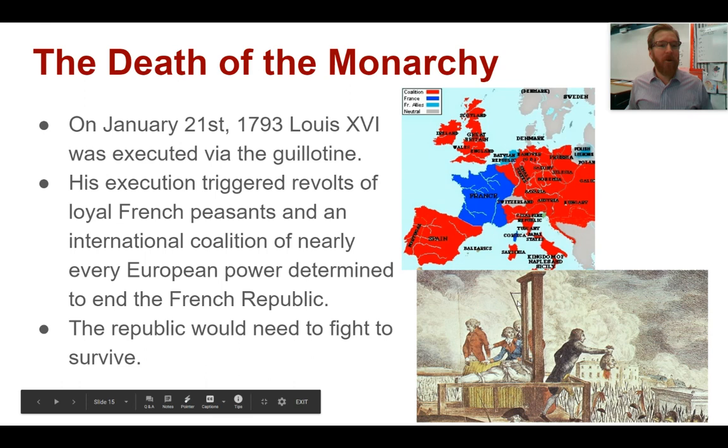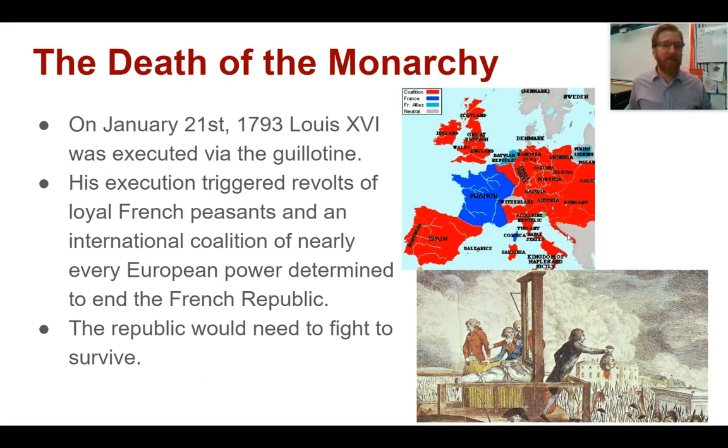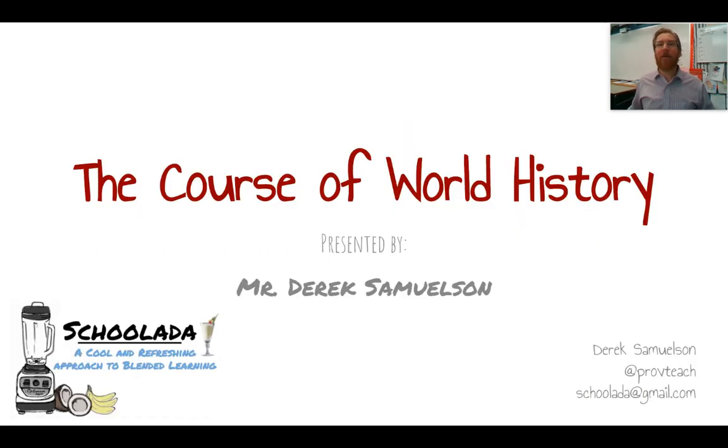And we wind up with an international coalition against this French Republic. All of these nations in red are about to declare war on the French Republic to try to restore the monarchy. This brand new French Republic, which is facing internal struggle, is now going to be overwhelmed with external struggle as well. And we'll look a little bit more at what happens with that next time, but that is all for today.